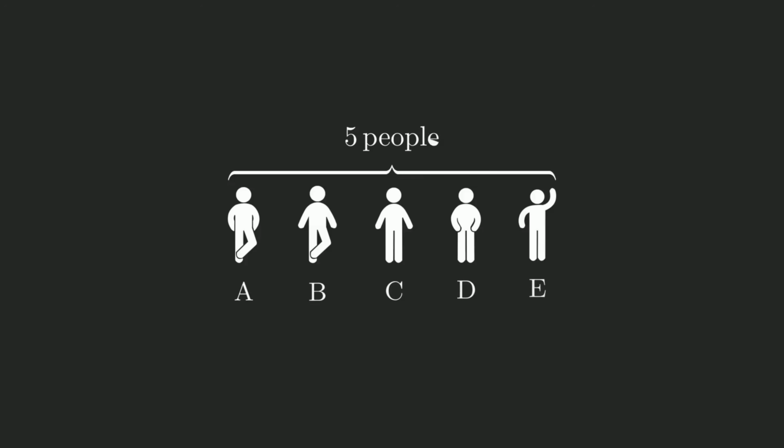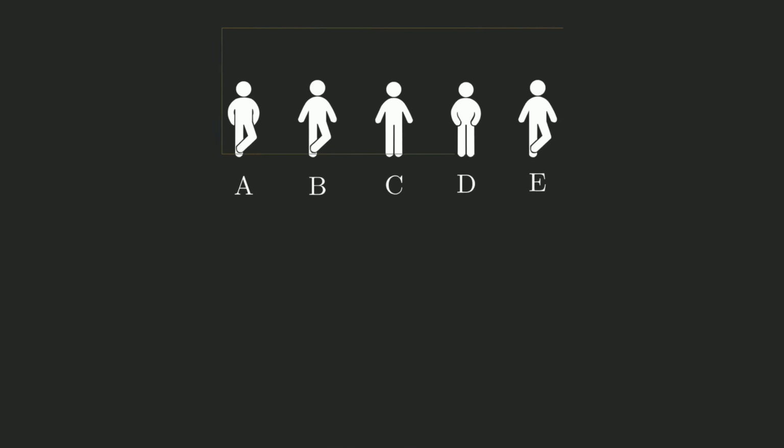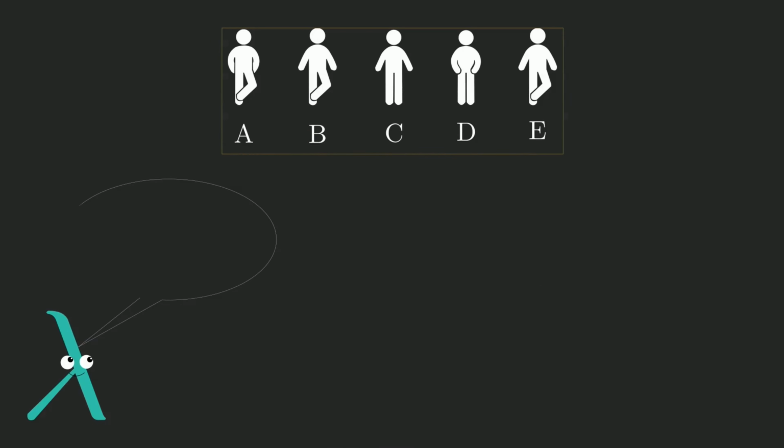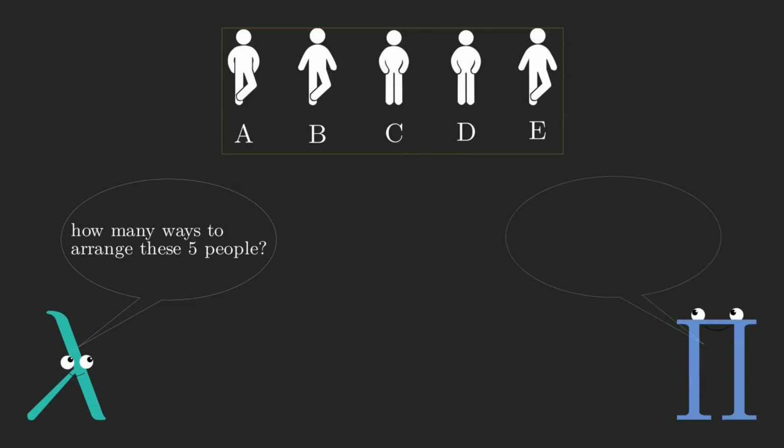Suppose there are five people standing in a row. In how many different ways can we arrange these people? The obvious answer is 5 factorial, that is 120, which we have all learned in high school math.